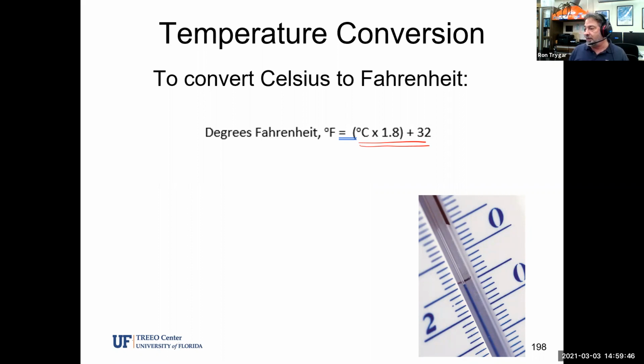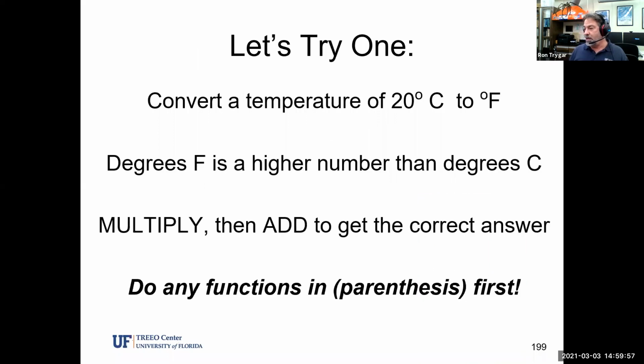So let's work this one out. Degrees Celsius is going to be a lower number than degrees Fahrenheit. So our final answer should be much higher than what we started with. So when we're doing this one, to get a larger number, we use functions like multiplication and addition to have a larger result at the end. And do anything in parentheses first. So how about we do a temperature conversion of degrees Celsius into degrees Fahrenheit? Let's work that one out.